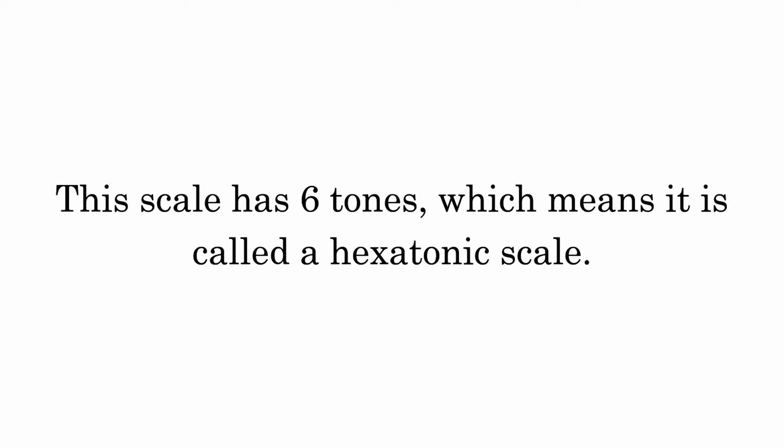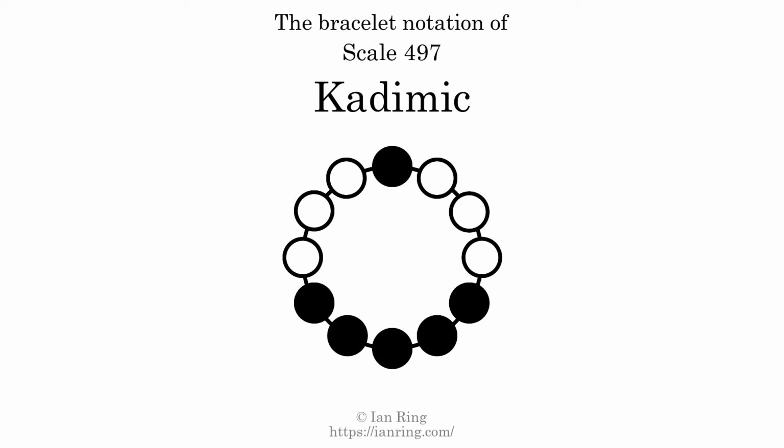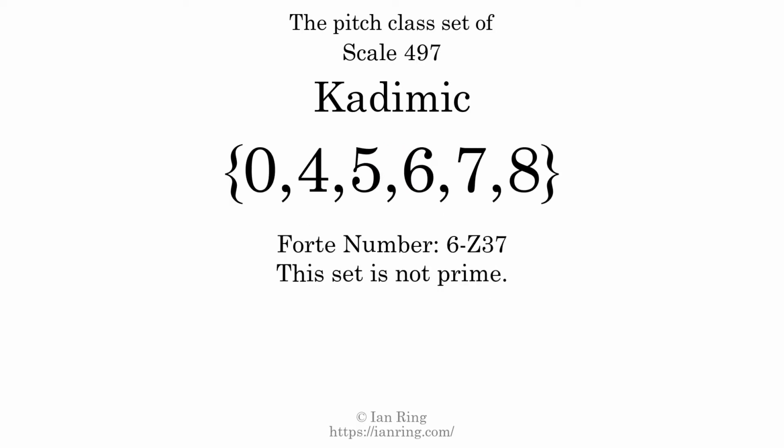This scale has 6 tones, which means it is called a hexatonic scale. This is a bracelet notation diagram of scale 497. The shaded circles represent tones that appear in the scale, and they are read clockwise, starting at the top. The pitch class set for this scale is 0, 4, 5, 6, 7, 8. The forte class is 6Z37. This set is not prime.